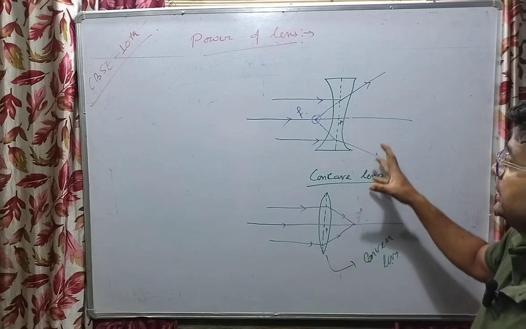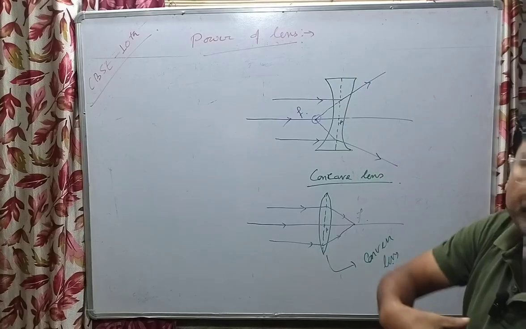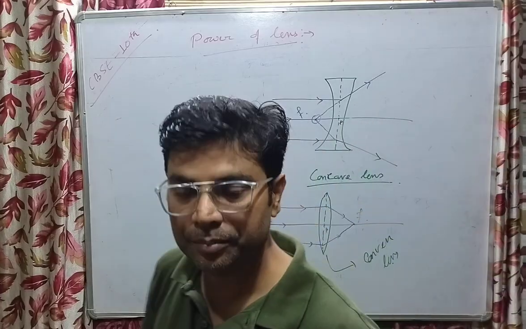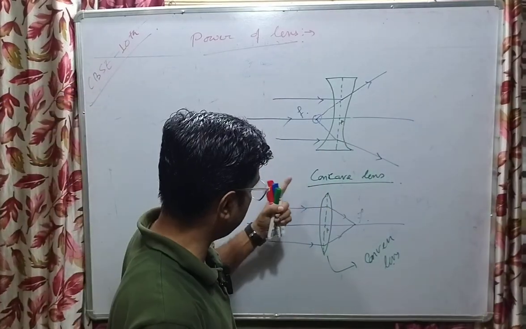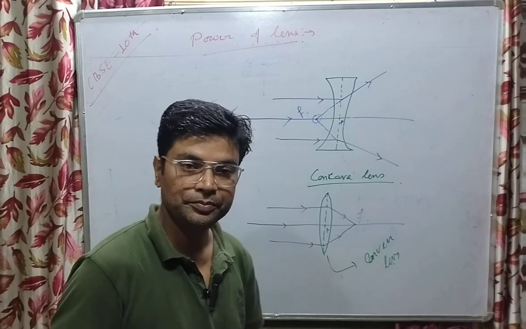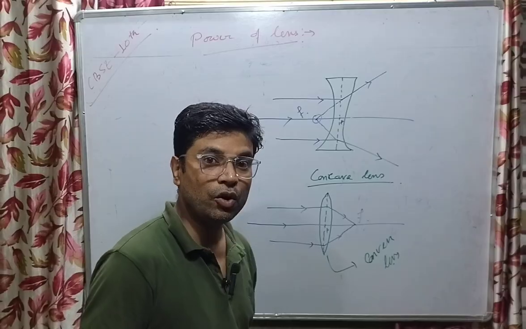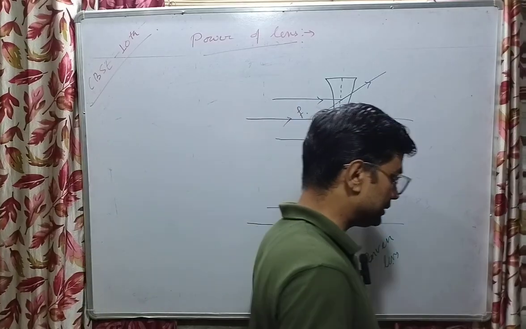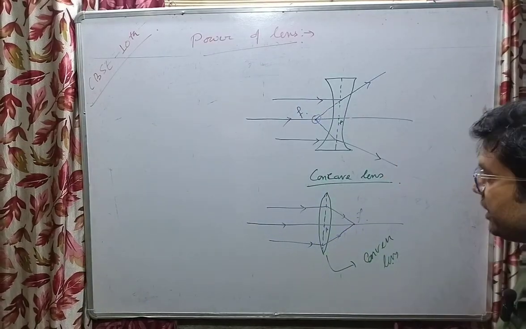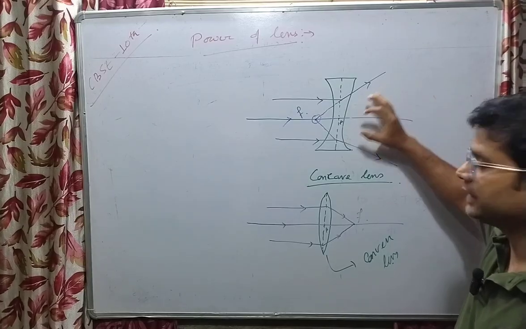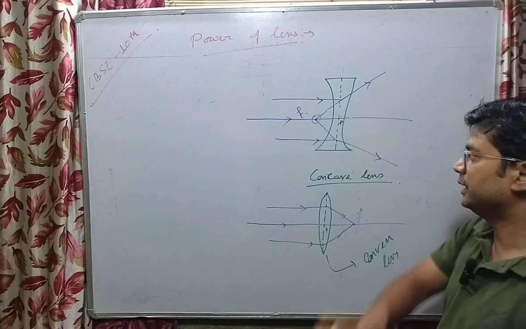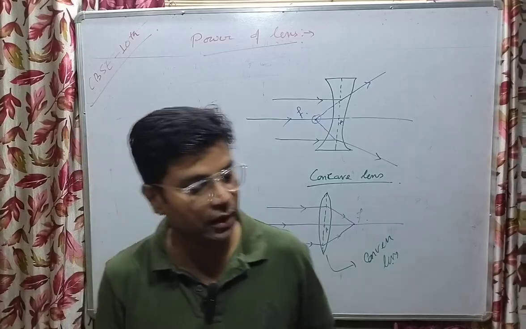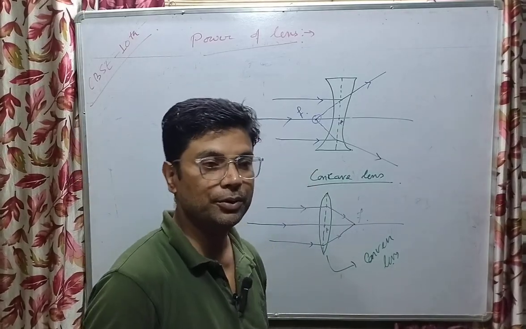Now, what I want to say is, in case of concave lens, there will be a diverging effect. It means a concave lens diverges a parallel beam of light. Similarly, in case of convex lens, a parallel beam of light will converge into a point behind the lens. It means the convex lens has a converging effect, and the concave lens has a diverging effect. Now I am coming to the main point, power of lens.